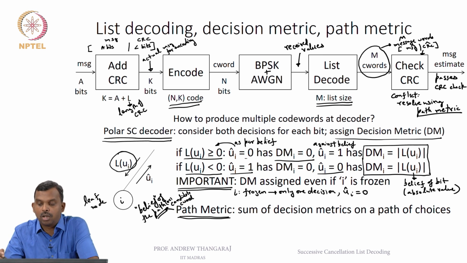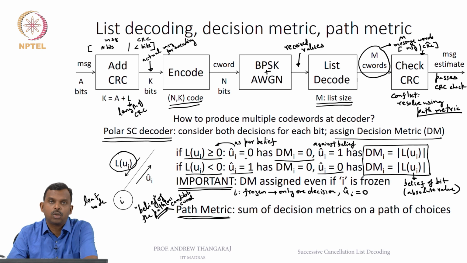Okay, so that resolves conflict in the output of the list decoder when you want to put out one single output. And if multiple candidate messages satisfy the CRC check, once again you can pick the one with the lower path metric. Okay, so that's one way of resolving conflicts. Hopefully this is clear to you.